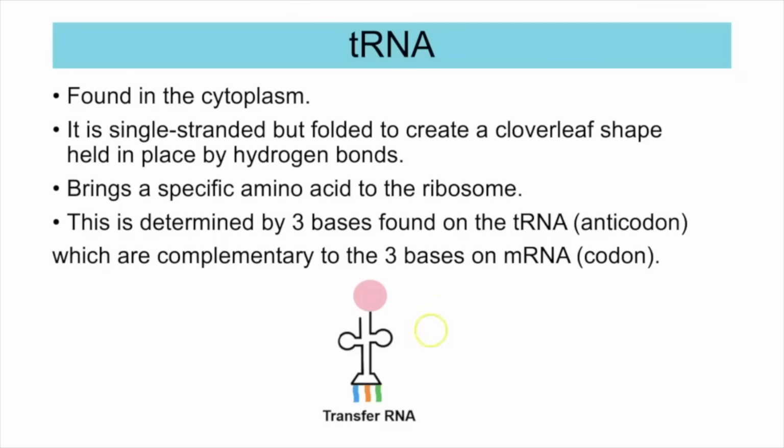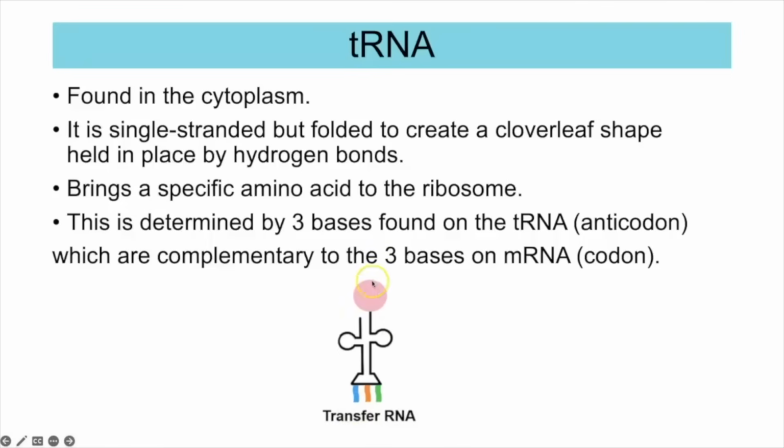tRNA is found in the cytoplasm. It's also a single-stranded molecule, but it gets folded to create what we call a cloverleaf shape. And it's held in this cloverleaf shape by hydrogen bonds. Its job is to transfer or bring specific amino acids to the ribosome.